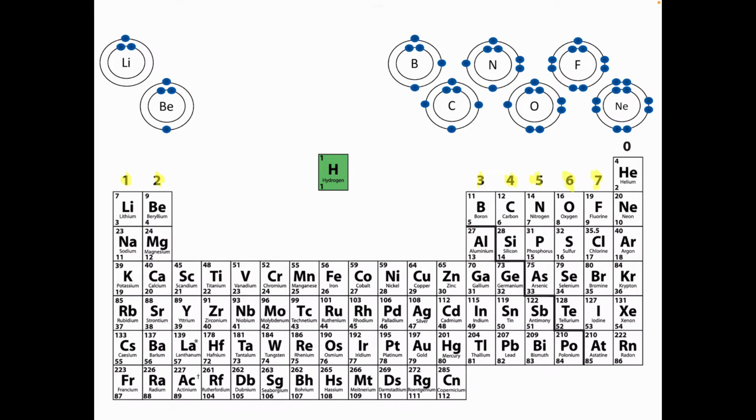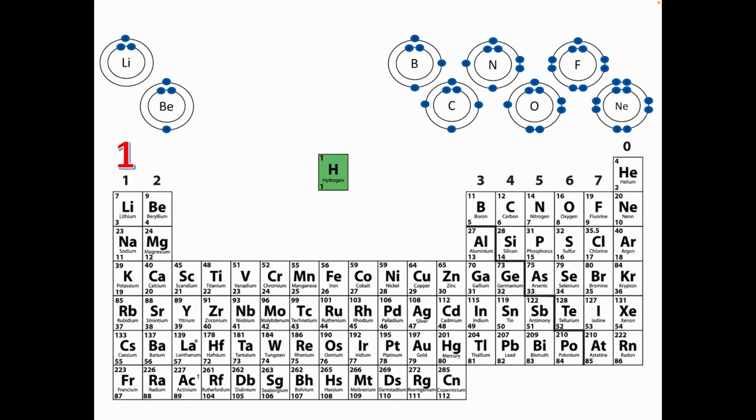Now let's think about valency. Valency is the number of electrons it needs to gain or lose in order to get a full outer shell of electrons. It's going to do this the easiest way possible. So for group 1, the easiest way to get a full outer shell of electrons would be to lose an electron rather than gaining 7. So the valency of group 1 is 1.